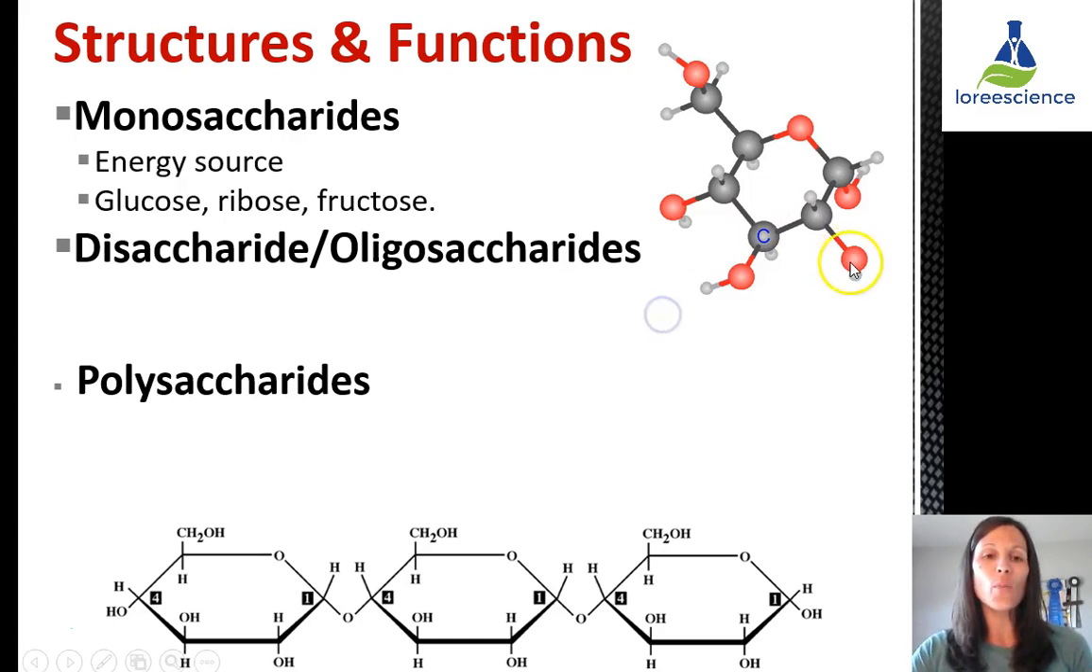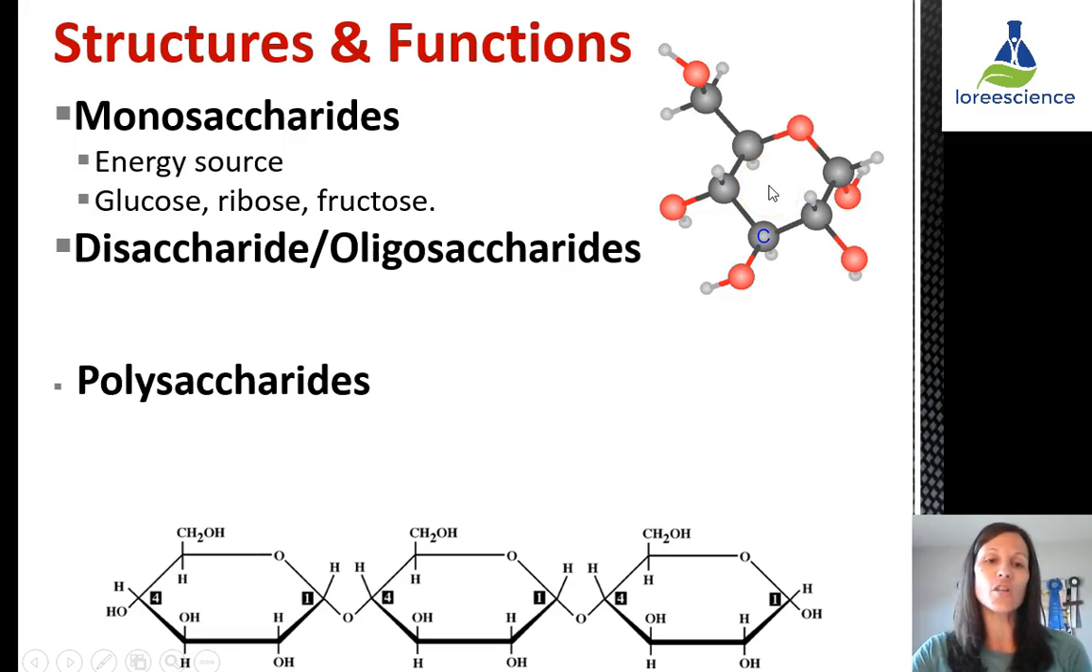When we look at monosaccharides, their role is a really quick energy source. Examples are glucose, ribose, fructose. They can have various structures, and we'll talk about that a little bit later, but the idea is they are one monomer. When we talked about functional groups earlier, we mentioned that carbohydrates can have ketones or aldehydes, either of the carbonyl groups within them. You'll see both of those in all of these types of carbohydrates.